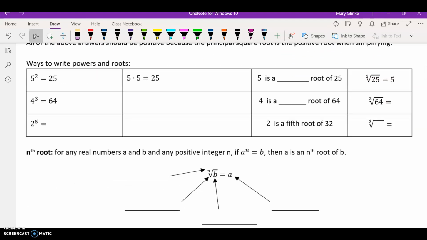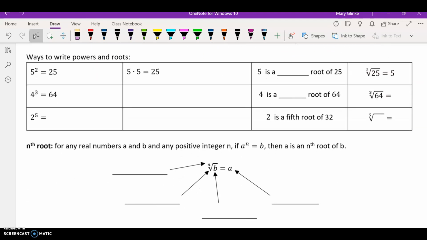So let's take a look at how the exponent plays with the root here. So we know this first one, 5 squared is 25. 5 times 5 is 25. So 5 is going to be a square root of 25. Now, you don't normally see that 2 on the outside there. If you have the square root, there is an implied 2 here. Versus this next one here, 4 to the third is 64.